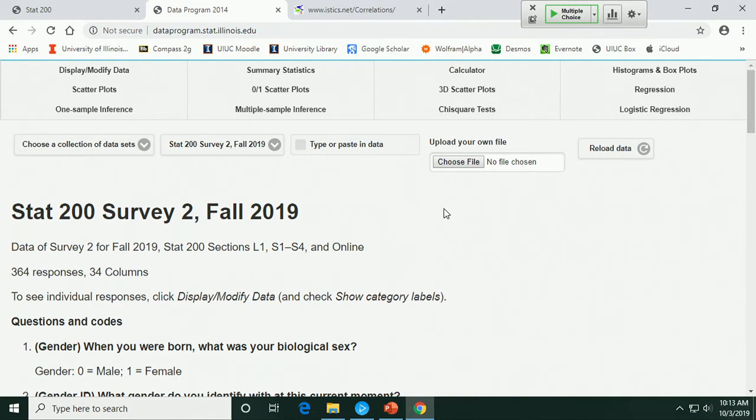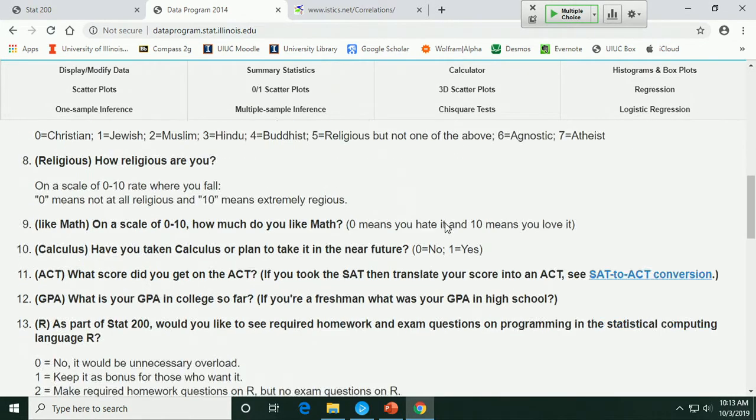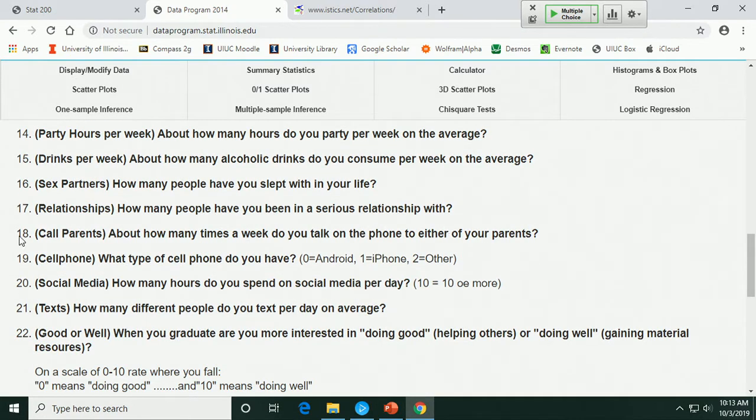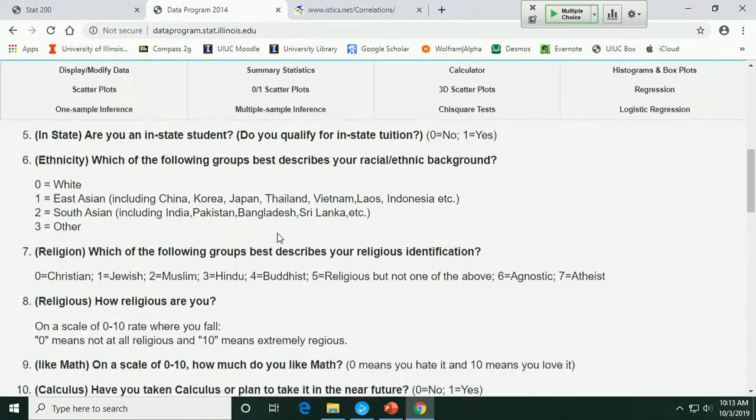And let's look at, here's the questions. And the one I'm going to look at is this one. How many people have you been in a serious relationship with on our X, and how many people have you slept with in your life on the Y? And let's see if there's a correlation. So let's look at that.